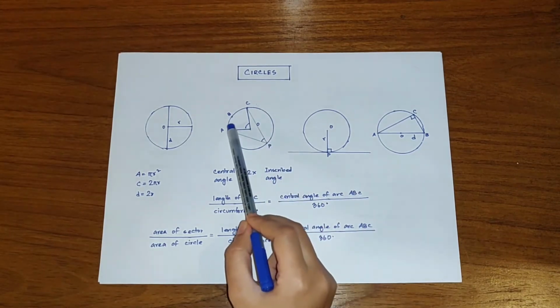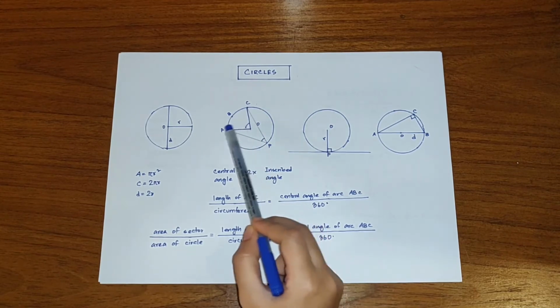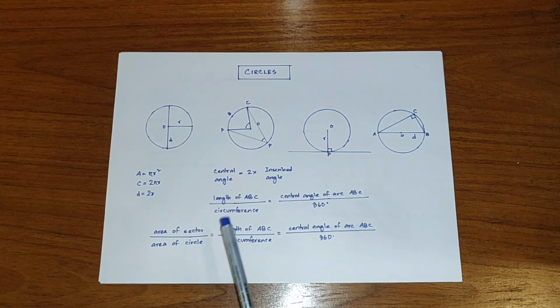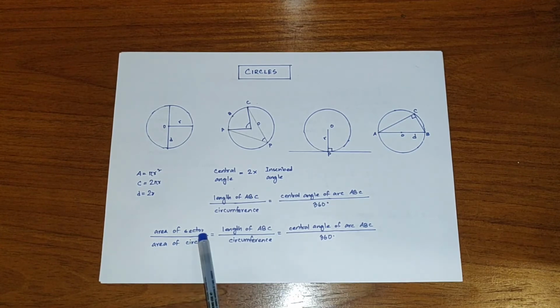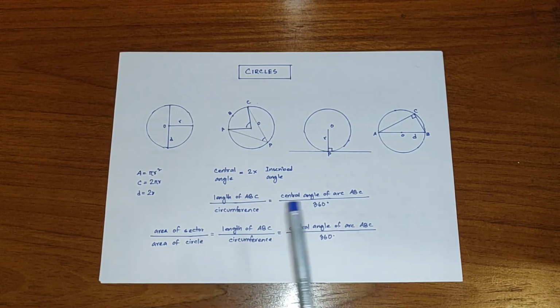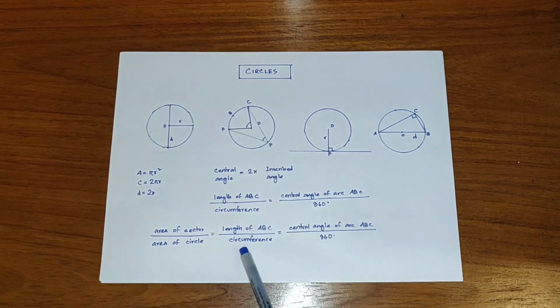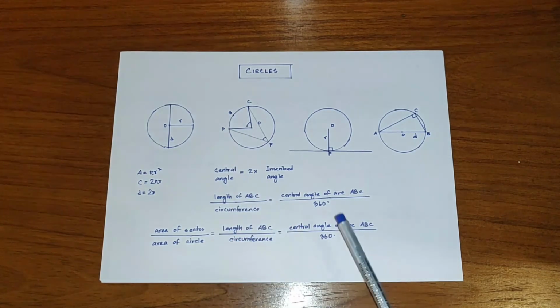Now in this circle, this is known as a sector, the region bound by an arc and 2 radii. Now the area of the sector is related to the length of the arc and central angle of the arc like this. The ratio of the area of sector and the circle area is equal to the ratio of ABC length and the circumference of the circle. It's also equal to the ratio of the central angle of arc ABC and 360.